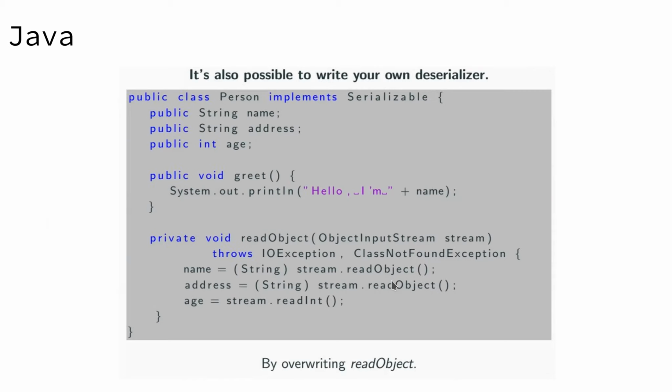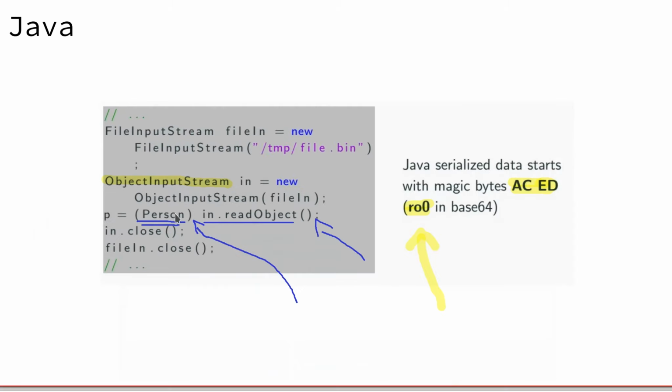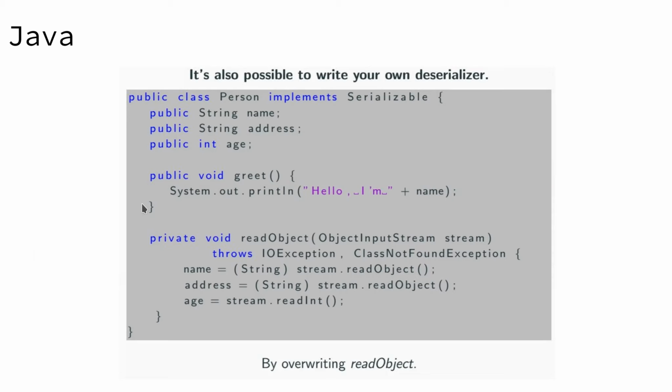Okay, so how would we exploit this? As I said, we need to exploit it before this cast happens. Well, Java offers the functionality to write your own deserializer. So if we want the class Person to be serializable, we can also give it a method called readObject. This gets as a parameter the object input stream and then uses this stream, for example readObject, readInt, to deserialize the class based on the stream.